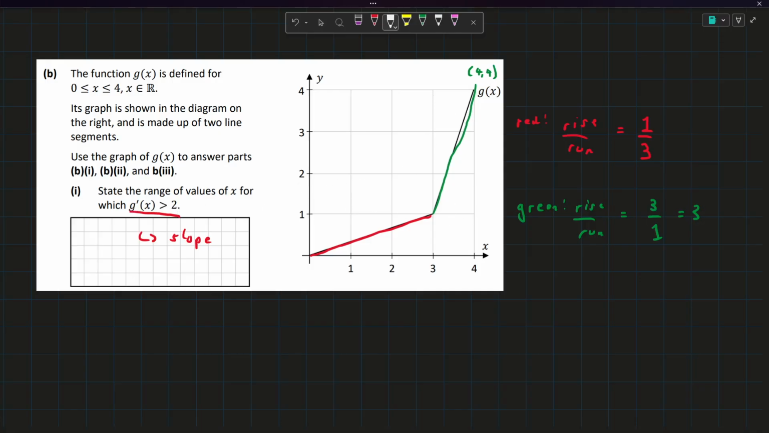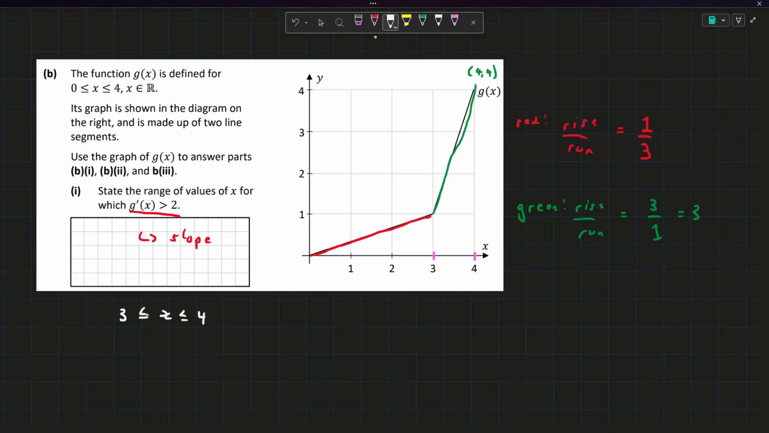So the slope is bigger than 2 when x is between what values? So the range of values. So when x is between 3 and 4, clearly, because you can see here x is 3 and here x is 4, and between those two values, the slope is bigger than 2.